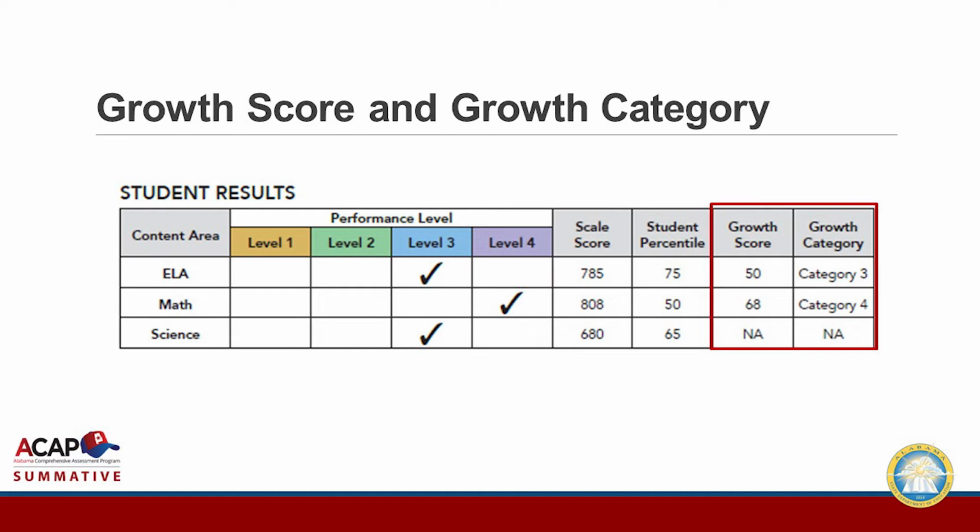The growth scores are separated into 4 growth categories. The student's growth category for each content area is shown in the last column on the right. Category 1 or 2 means their improvement was lower than most of their peers. Category 3 or 4 means their improvement was about average or higher than most of their peers.